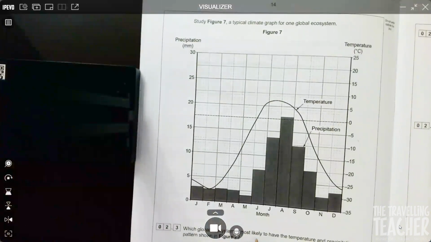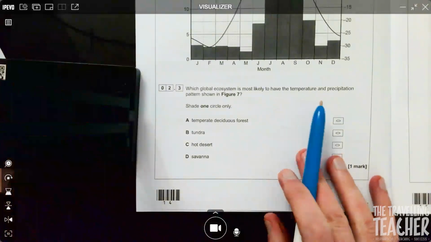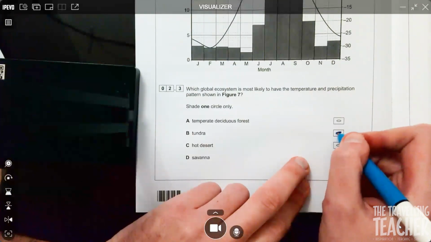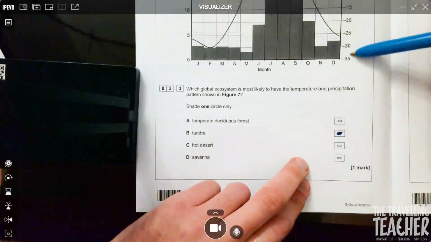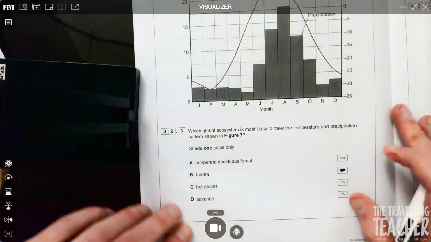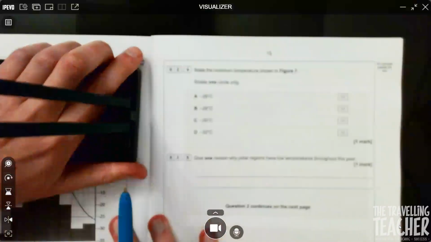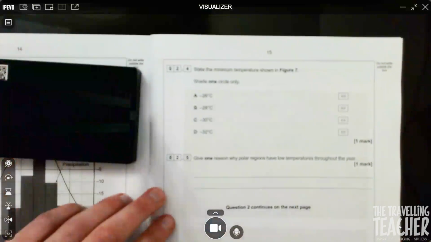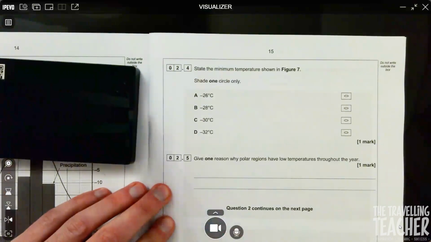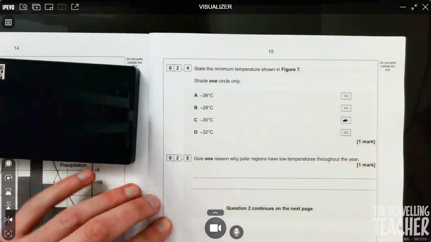Which global ecosystem is most likely to have the temperature and precipitation pattern shown in figure 7? The correct answer for this one is tundra. There shouldn't be any surprise, with temperatures in the minuses down here. This should be quite obvious. But once again, these kind of questions go through a process of elimination first. Really important. Right. Question 2.4. State the minimum temperature shown in figure 7. The minimum temperature on this graph is minus 30 degrees. Very cold.